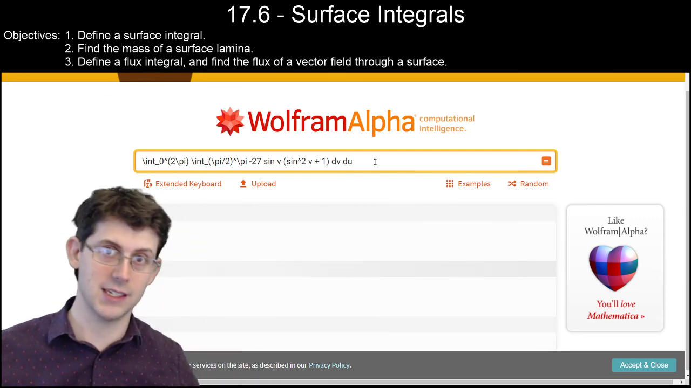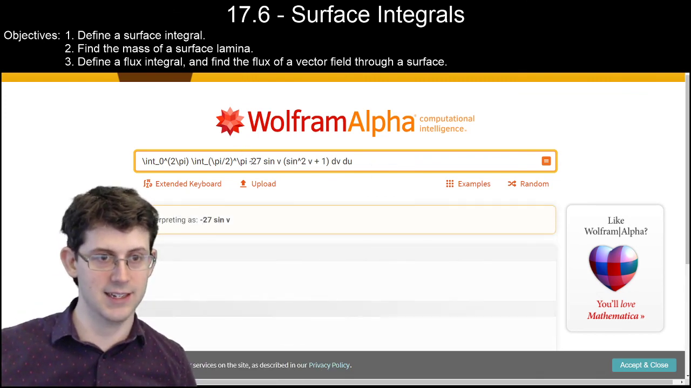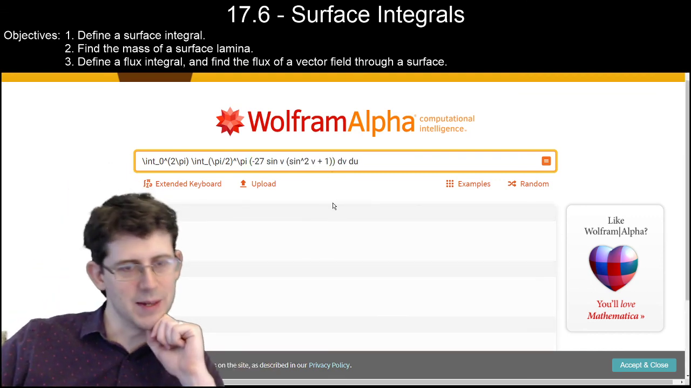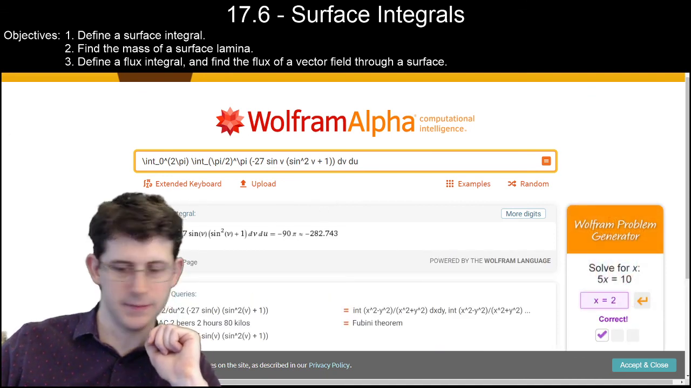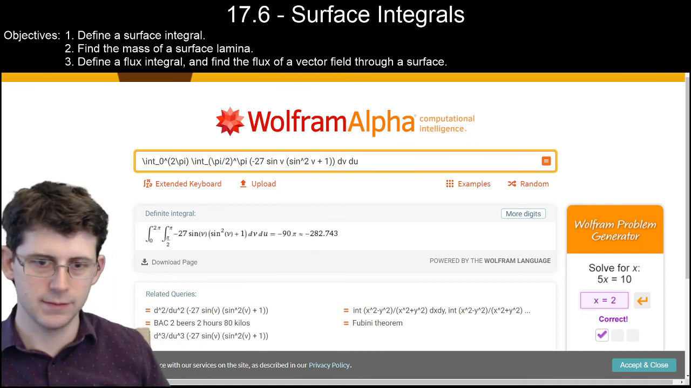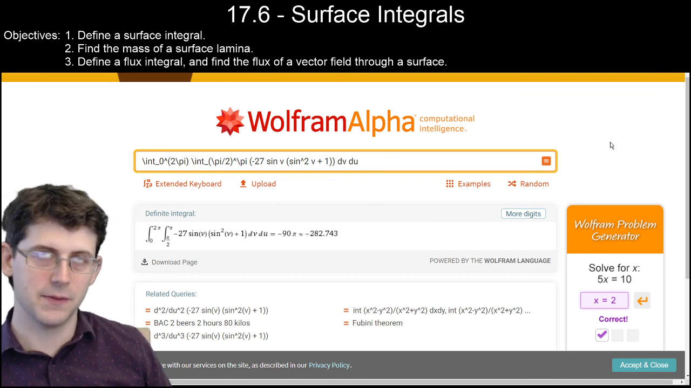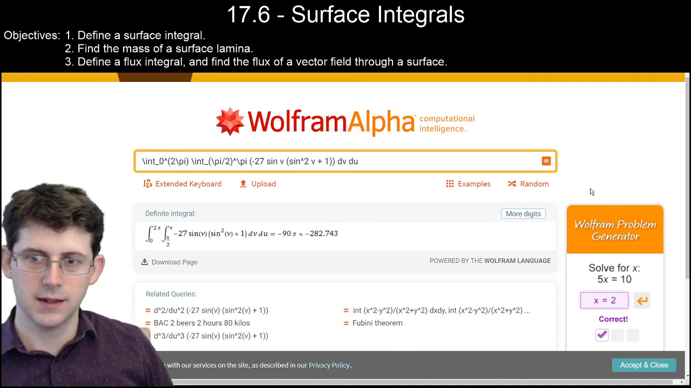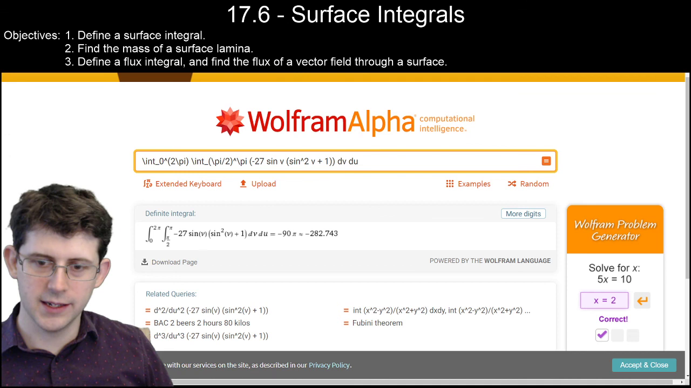This is the amount of flux through that hemisphere. That is not what I meant. I wonder if it won't be able to do it with v and u. Oh no, it figured it out. Cool, so it's minus 90 pi. What are the units here? Well, this should be the amount of the stuff that's going through the membrane. So we've got a number of kilograms per second. So the final answer here will be 90 pi kilograms per second.